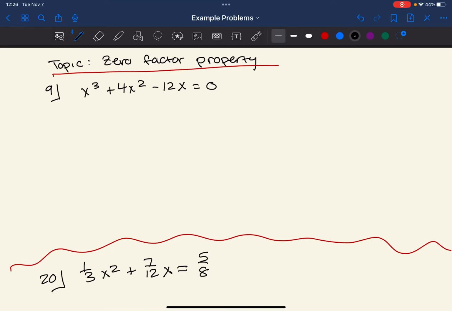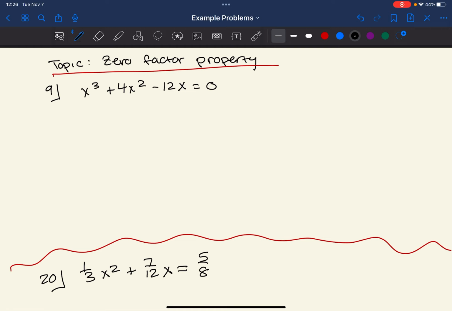In these example problems, we are going to be looking at the topic zero factor property, and we're going to be doing two example problems here. All the zero factor property tells us is that after we factor our equations, we then set all our factors equal to 0 in order to get an answer.